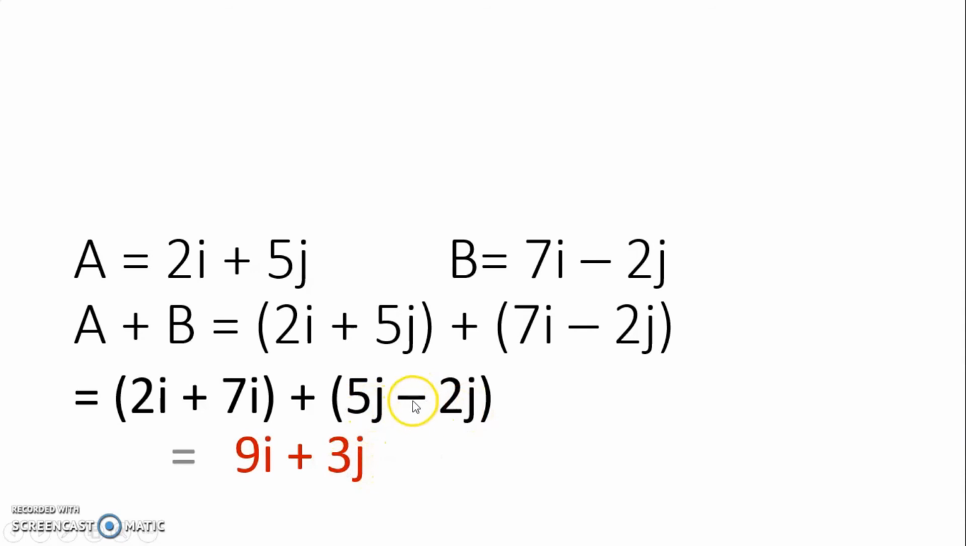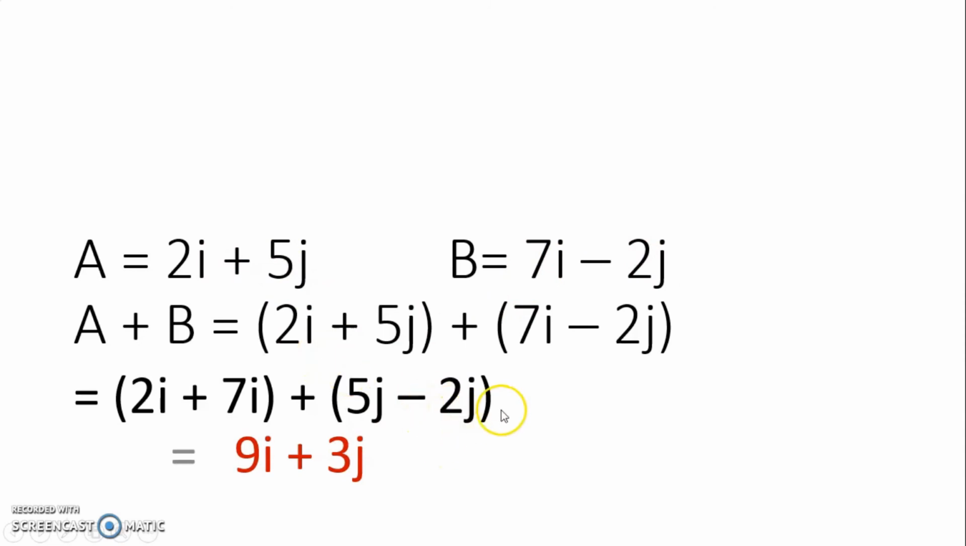Why is this negative? Because positive times negative is negative. So 5 minus 2 is 3. So A plus B is 9i plus 3j. Let's see if B plus A will give us 9i plus 3j. Now we are going to add this to this.